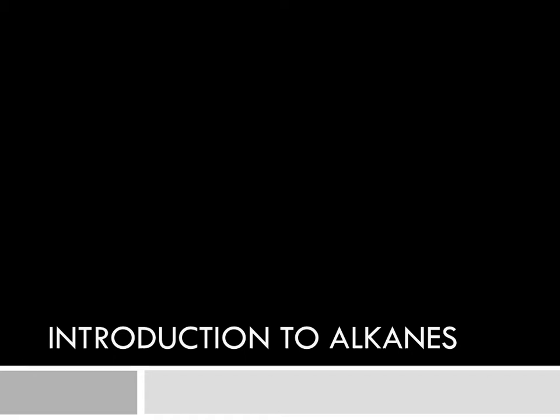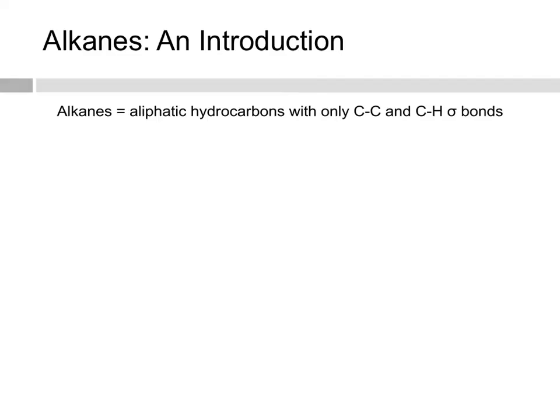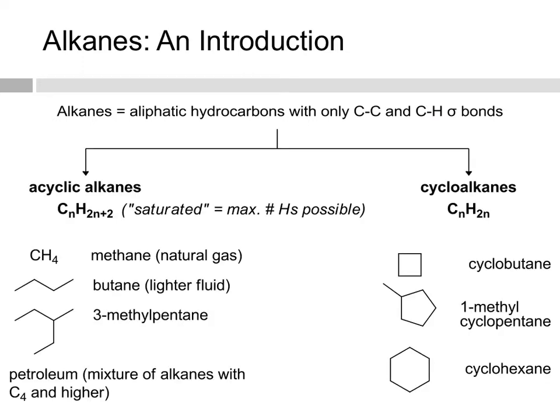This lecture is an introduction to alkanes. Alkanes are aliphatic hydrocarbons with only carbon-carbon and carbon-hydrogen sigma bonds. Alkanes can be classified as acyclic or cyclic, and acyclic alkanes are considered saturated. That is, they have the maximum number of hydrogens possible.